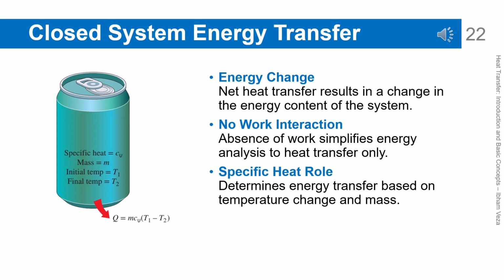Closed system energy transfer. In a closed system, energy changes are caused only by heat and work interactions, with no mass flow. If there is no work interaction, the change in system energy is entirely due to heat transfer. In simple cases, the relation between heat, mass, specific heat, and temperature change can be used directly. This equation is widely used in the analysis of heating or cooling of solids and liquids. This approach highlights the direct link between heat transfer and changes in the thermal state of the system.